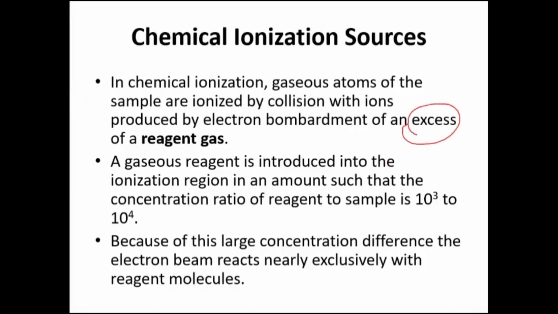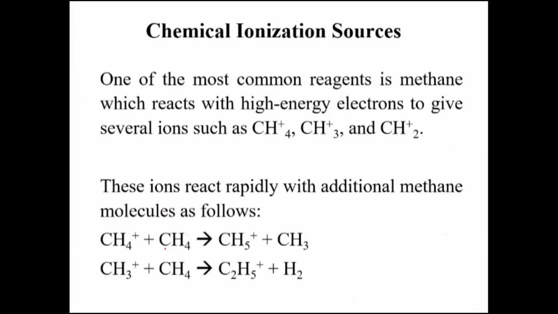We want to use it in excess. How much is the excess? We are using it 1000 times or even 10,000 times the concentration of the analyte. Because of this large concentration difference, the electron beam reacts nearly exclusively with the reagent molecules. Because they are present in large number, the electrons that are impacting will first affect this reagent gas. One of the most common reagents is methane gas, which reacts with high energy electrons to give several ions such as CH4 plus, CH3 plus, CH2 plus.